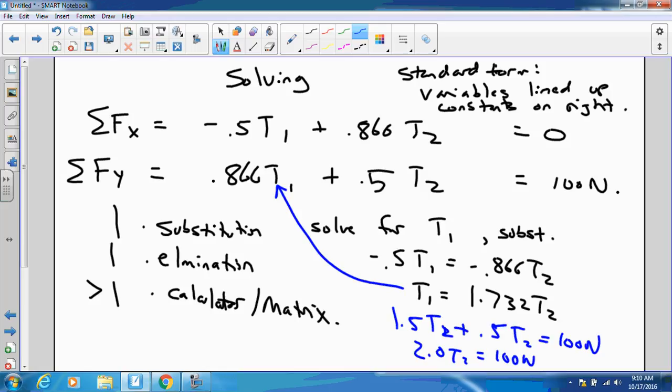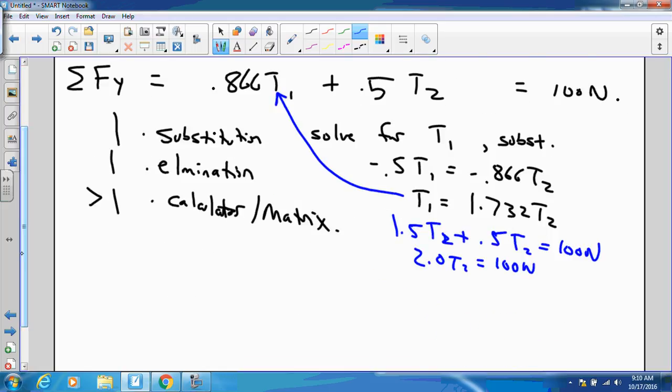So that we get 2.0 T2 is equal to 100 newtons, and T2 is equal to 50 newtons. And since T2 is equal to 50 newtons, we can come back and substitute in here. And when we do, we get 86.6, 87 newtons. Force there.